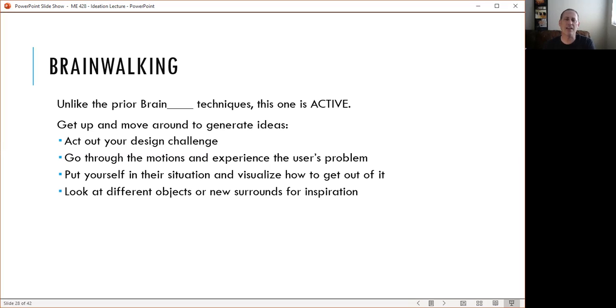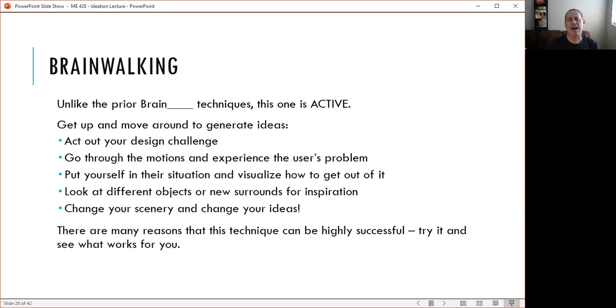And that visualization then is your ideation. Look at the different things around you. Move into other rooms. Just get that activity. I like to call this change your scenery and change your ideas. So brain walking is kind of a thing that I like to do after an initial brainstorming session. It's sort of a getting yourself unstuck. There are lots of reasons why this can be successful. I suggest just giving it a try and see what happens. It is something you can do individually or with a group, but it works equally well either way, and bring back the ideas to the group afterwards if you do it individually.